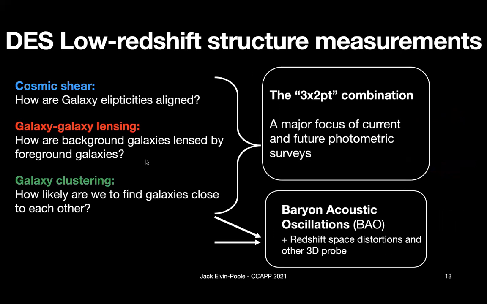And by combining all 3 of these probes, you can break internal degeneracies and get cosmological constraints on structure growth, on the total matter density, and a number of other things, all from one analysis. So we refer to this usually as the 3 times 2 point combination, because it's using 3 different 2-point correlation functions to constrain your cosmology. The galaxy clustering signal also has other information that we can use from baryon acoustic oscillations that I'll hopefully mention at the end of this talk.